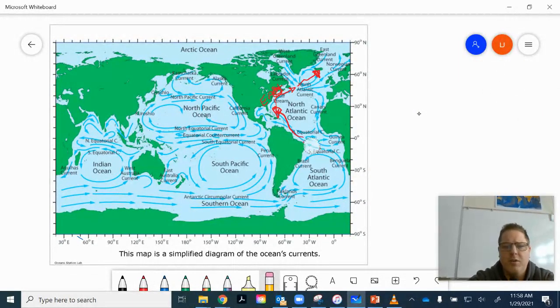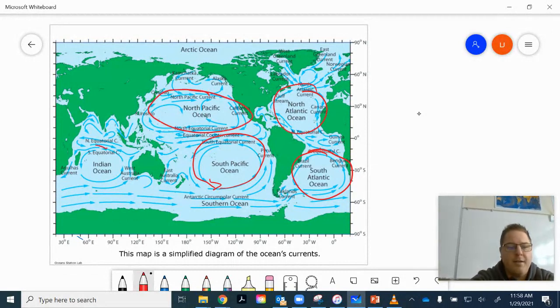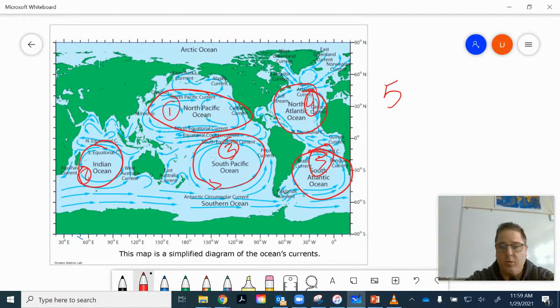Interesting. Well, we've got these areas where there's circles, and there's one right here where it goes in a circle. There's one right here, goes in a circle. There's one right here. There's one up here, and there's one right in here. The Indian Ocean. So we've got the Pacific as one, Indian Ocean, South Pacific, North Atlantic, South Atlantic. These are the 5, and we have a word for these, and the word is gyres.